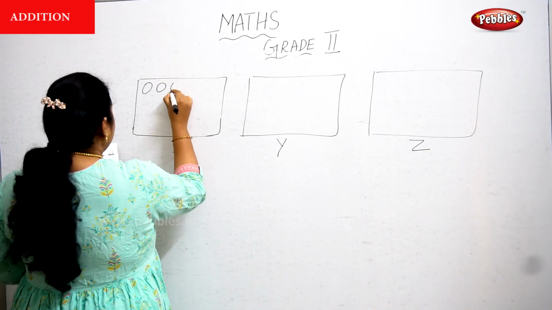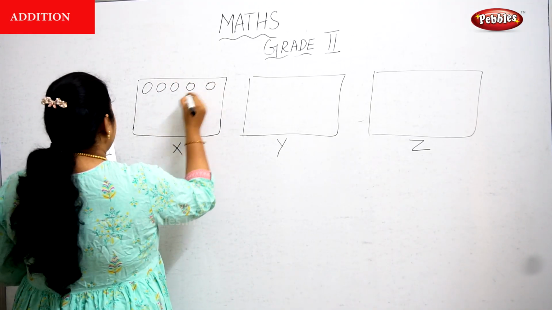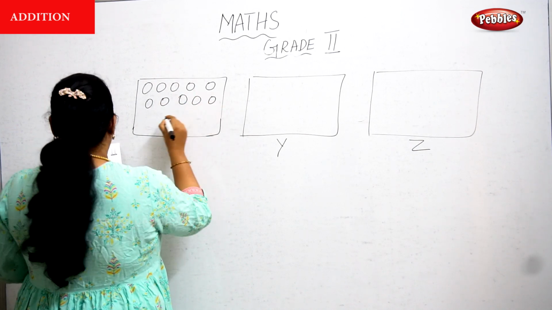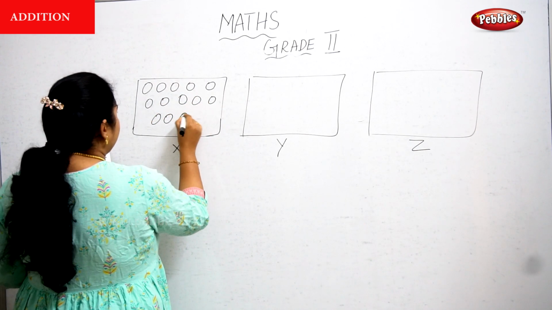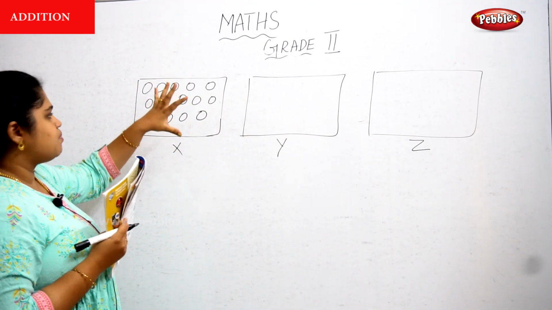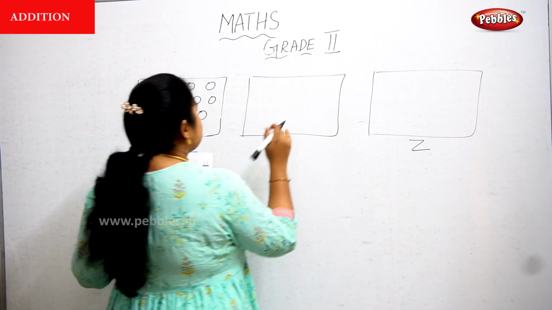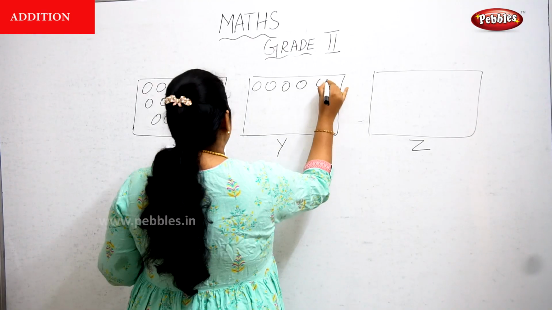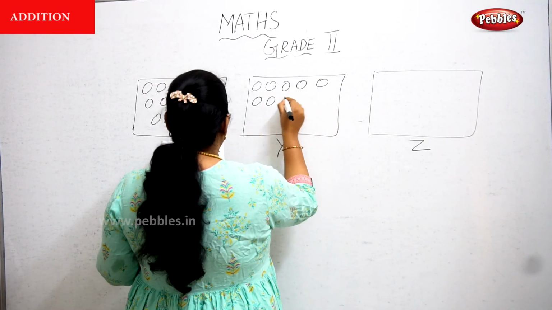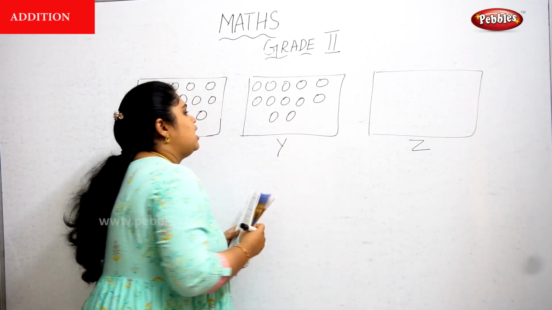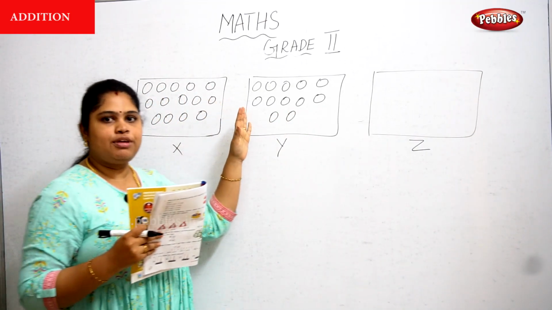The first one, I am just drawing X: 1, 2, 3, 4 and 5. 1, 2, 3, 4 and 5. 1, 2, 3 and 4. So X is a group of boxes which contains some number of eggs. Next, the Y box: 1, 2, 3, 4 and 5. 1, 2, 3, 4 and 5. Next 2. So Y has a set of eggs.